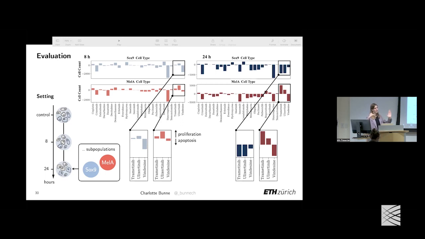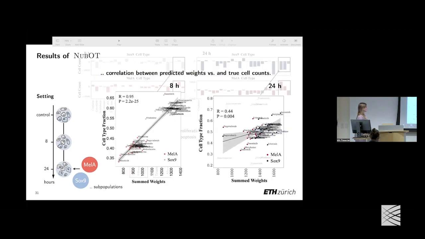And now what we want, of course, is for the weights we predict to perfectly correlate with the cell count which we observe in two different subpopulations. And so this is what we do. Here we can see the correlation of the weights and the cell count fraction for two different subpopulations after 8 hours and after 24 hours. And here we also see the same problem which was asked by one listener in the audience.